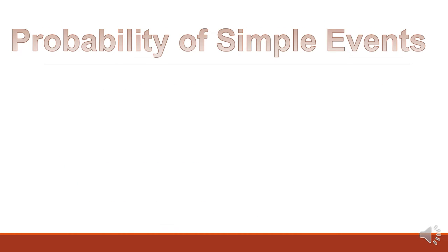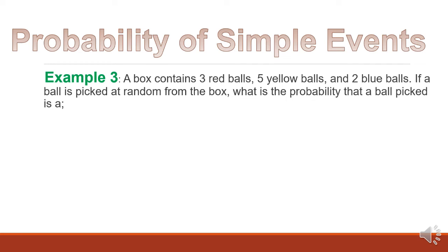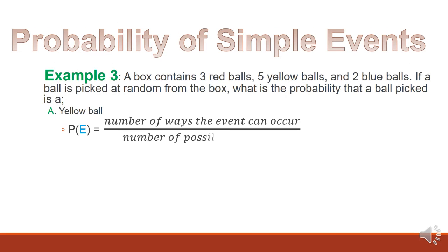Last example. A box contains 3 red balls, 5 yellow balls, and 2 blue balls. If a ball is picked at random from the box, what is the probability that the ball picked is first a yellow ball, next a red ball? So let's first solve for the yellow ball. For this solution, again we will use the same formula.